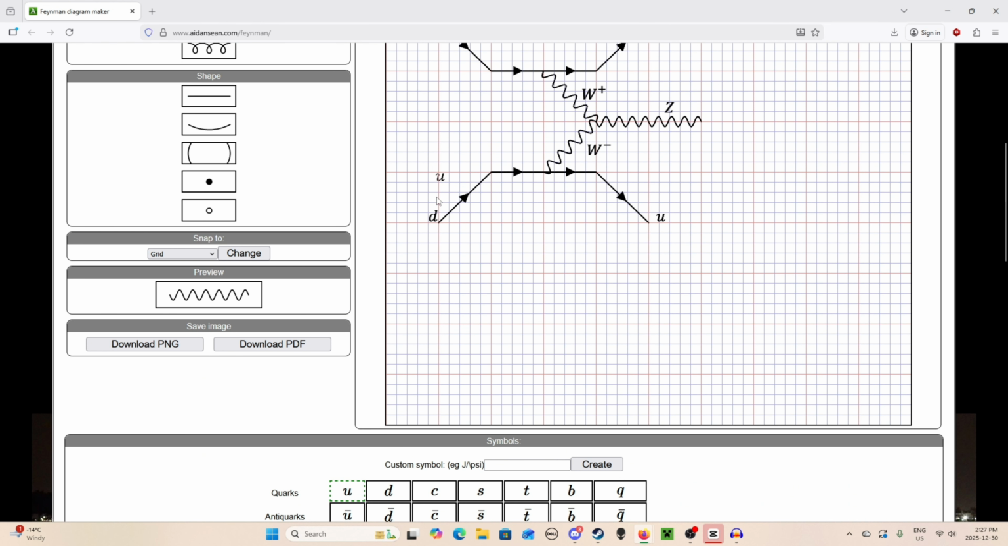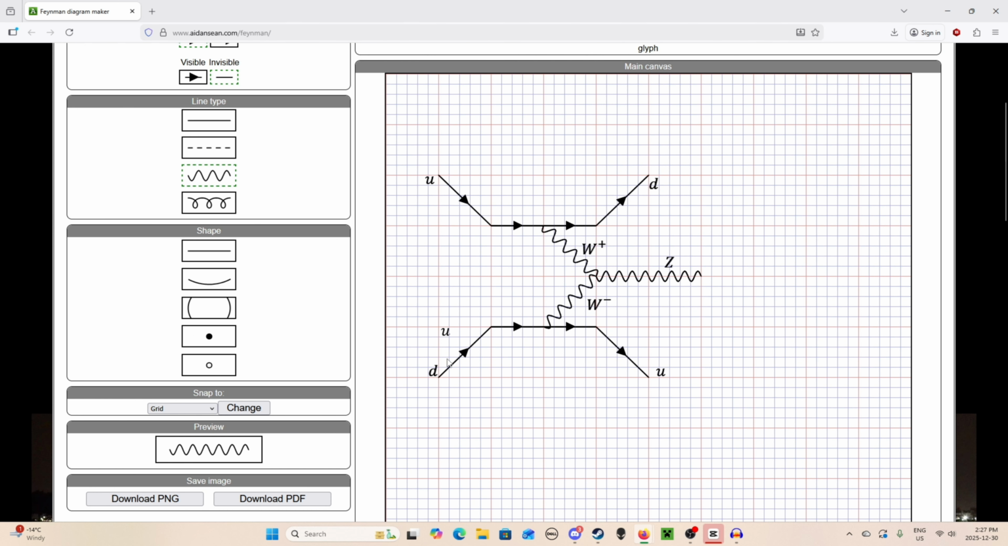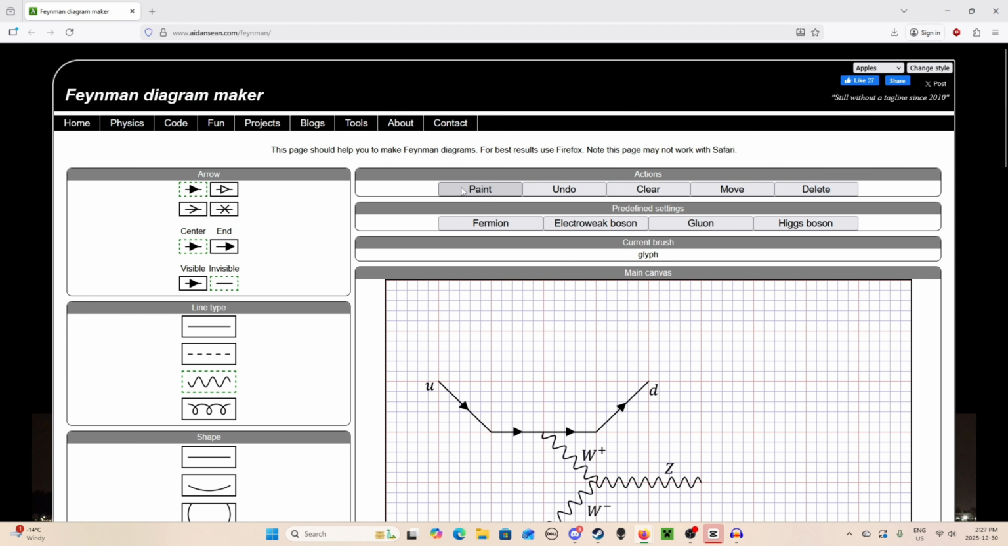Or if we wanted it to look nicer, we could straighten these lines out and it would look slim. Or we could even cut off these other elements here on the side. So that's one Feynman diagram. Let's do something else. So we're going to clear.